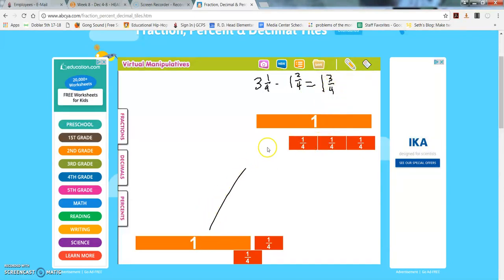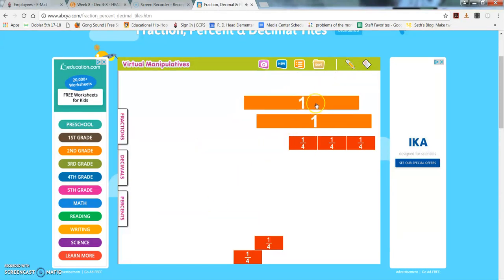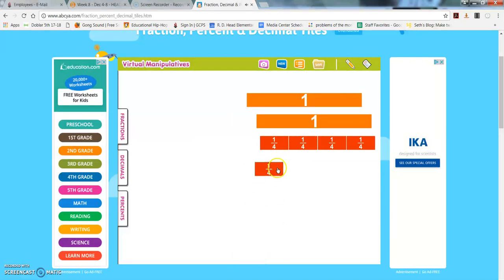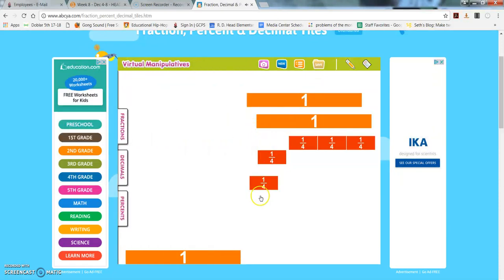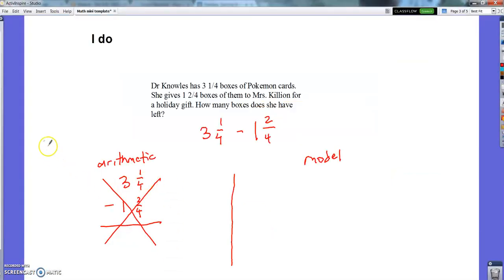Alright, so if I go back to where I started, this was my regrouping. Just like when we regroup with whole numbers, like we would turn 110 into 10 ones or 100 into 10 tens. I regrouped 1 whole into 4/4 so that I could take 2 away. That's why I did it. Okay? Let's do one together.